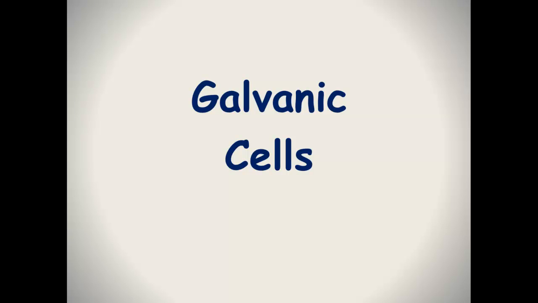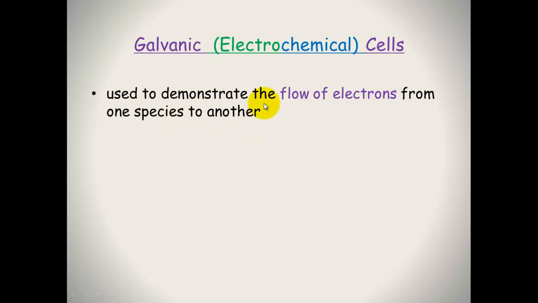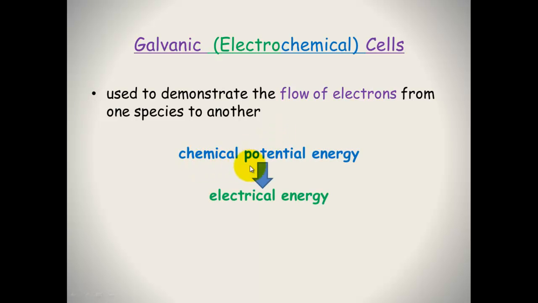This video is about galvanic cells. Galvanic cells are also known as electrochemical cells. They're used to demonstrate the flow of electrons from one species to another, and they're called electrochemical cells because they're changing chemical potential energy into electrical energy.